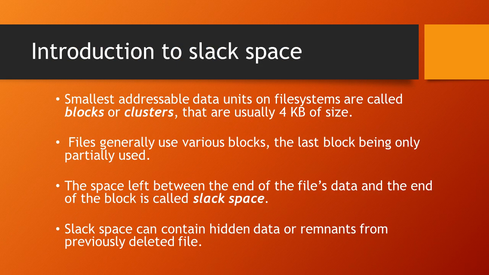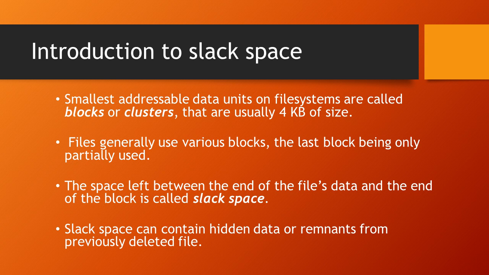In the first video, overview of the Sleuth Kit and file system analysis, we have seen that the smallest addressable data units on file systems are called blocks or clusters. They can be of different size, also depending on the file system, but generally blocks of 4 kilobytes are used. The block size is therefore the smallest disk space that a file can use. If a file is larger than the block size, then various blocks are allocated to that file, the number of blocks depending on the file size.